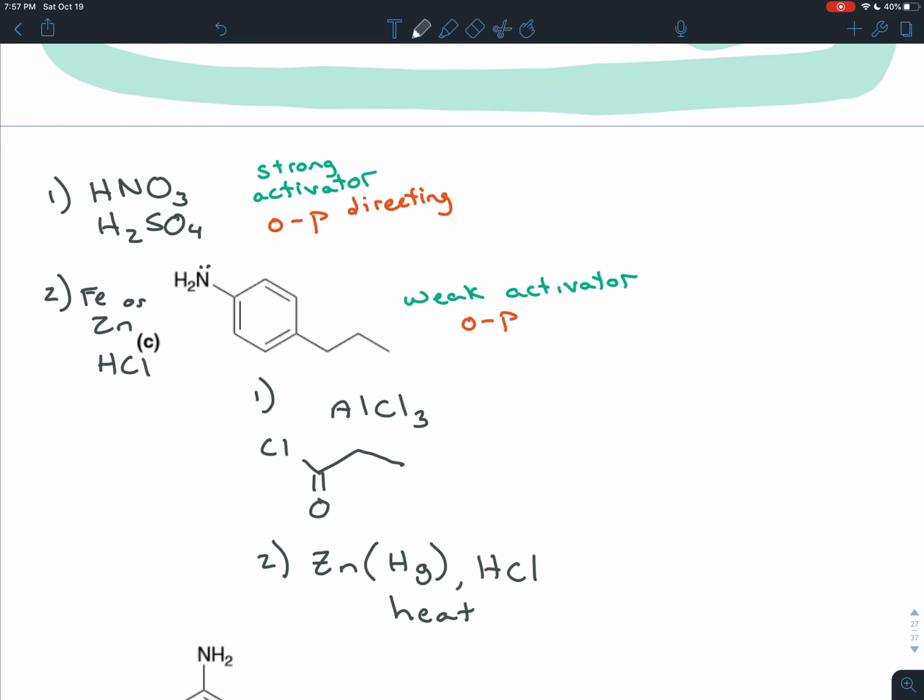But there is one way that's slightly more efficient, and that is to put this group on first, because that's a stronger activator, so once you have that on, it'll be easier to add the second thing. If you put that on first, that's a weaker activator, so it'll be harder to put on the other thing. So it's a minor thought of efficiency, but either way would work.